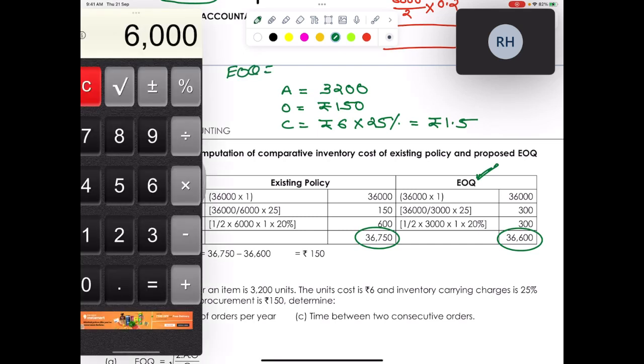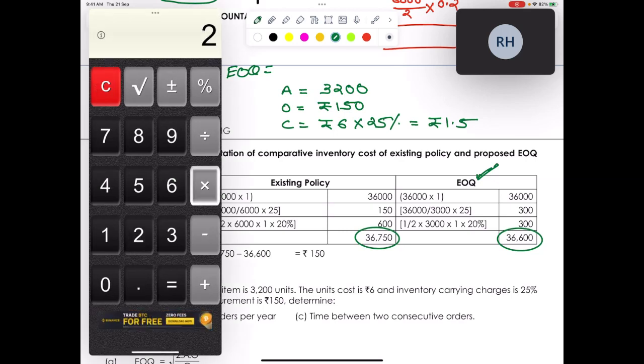Let's find it out. The formula is the square root of 2 into 3200 into 150 divided by 1.5. So the EOQ is 800 units. 800 units. Okay, fine.